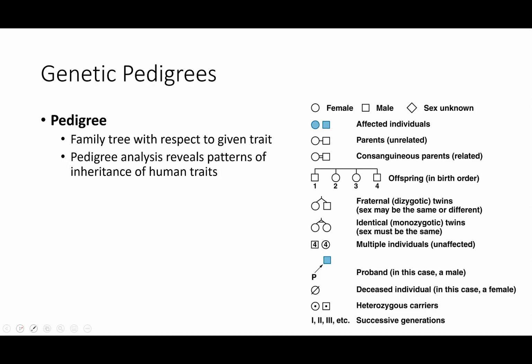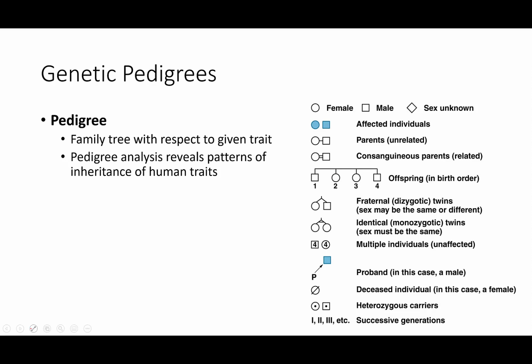Generally, you will fill in those boxes when they are affected. Right here, you see how they're shaded. That means the person is displaying whatever trait we're talking about. A single line means that they are parents and that they're unrelated. If the parents were related, you'd put 2 lines. And then you start getting offspring, and we label these in order.